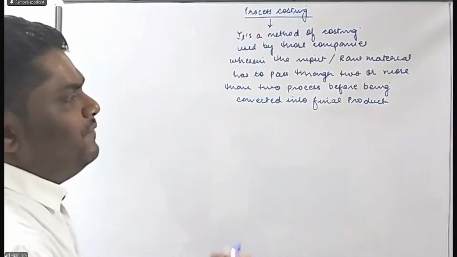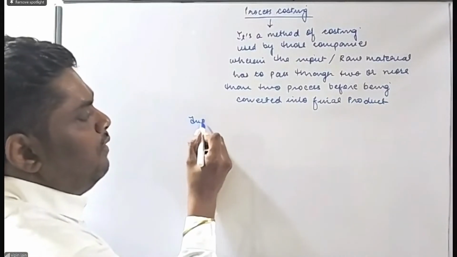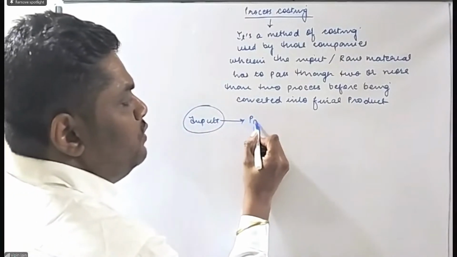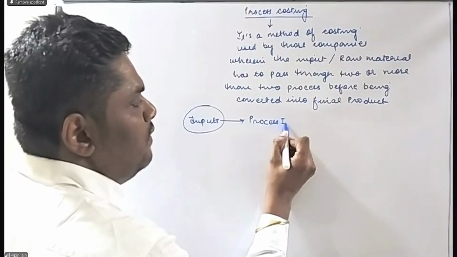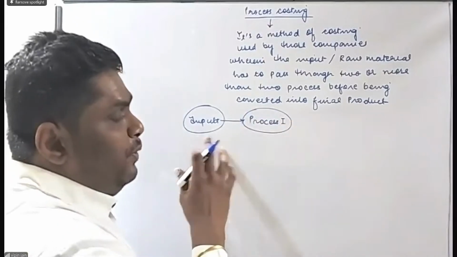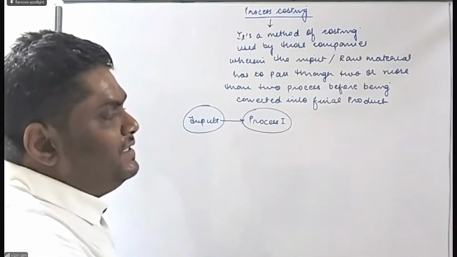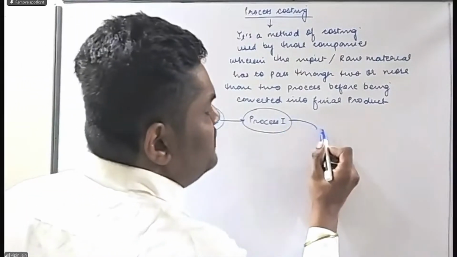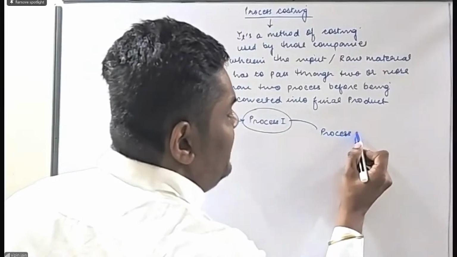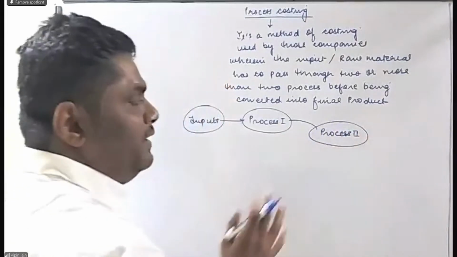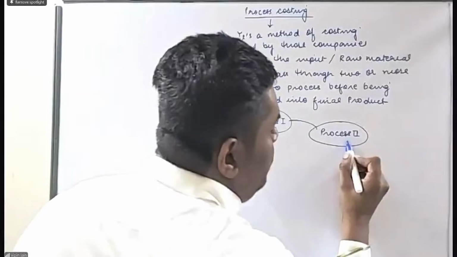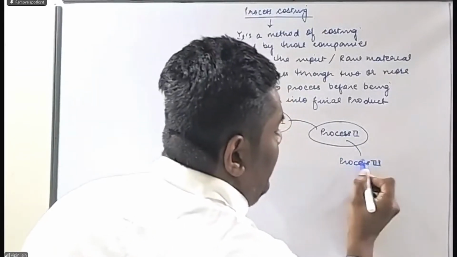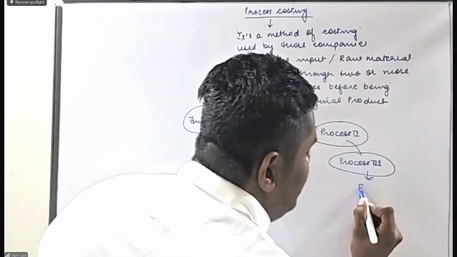So how does this mechanism work? Let's say this is my input. It is introduced in process first. Once the process first gets over, the output of process first is transferred to, let's say, process second. Further, when the process second gets over, the output of process second gets transferred to process third. And let's say this is the last process, so here we will get the final product.